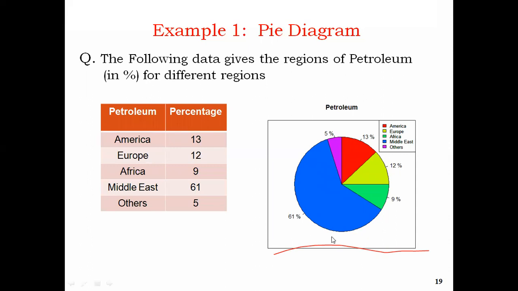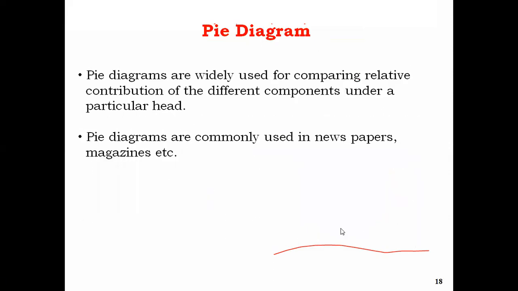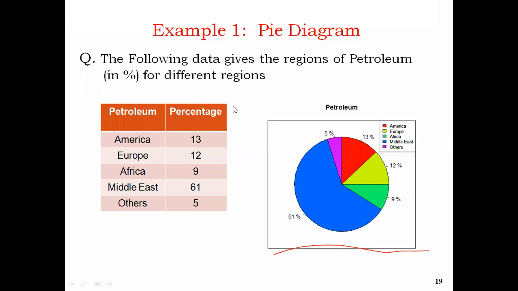Now we know the pie is always 100%. Here you see this data is already given in percentage, that means the percentage values are given here. So the data gives the regions of petroleum in percentage for different regions: America, Europe, Africa, Middle East, and then others. Okay, and these are the percentages. So on the basis of this example, this is the diagram of how we can draw it in R.